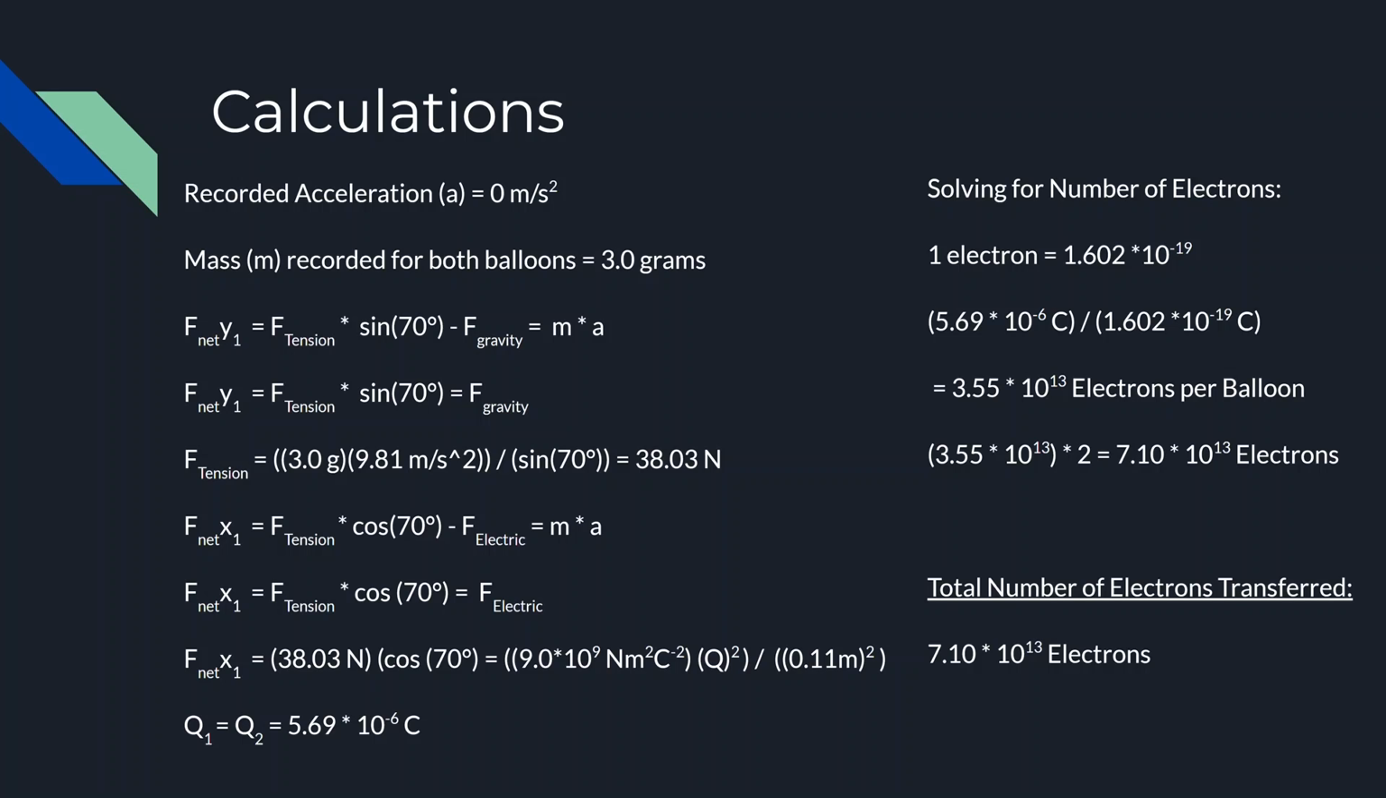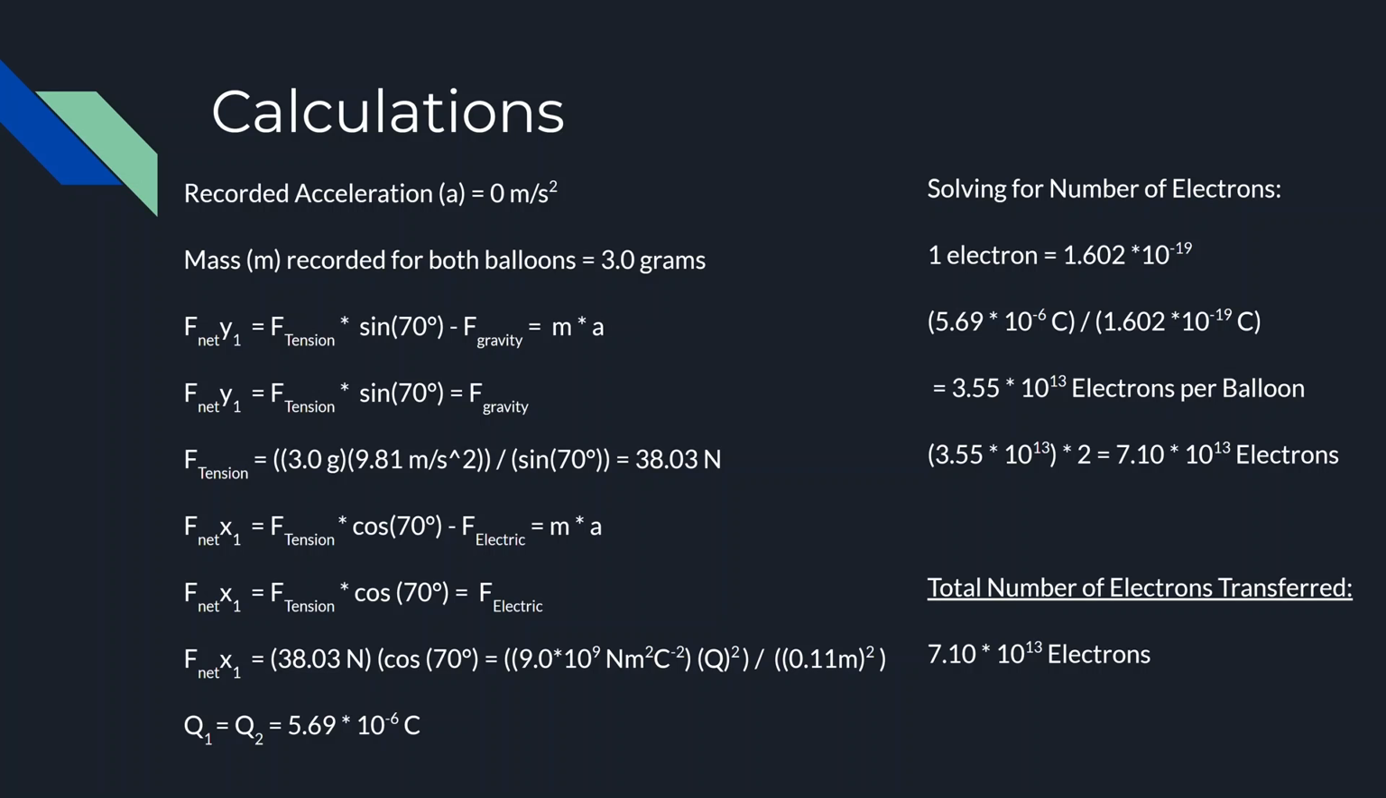In order to do our calculations, we recorded the acceleration of the two balloons. We got the acceleration to be 0 meters per second squared because there was a repulsion force acting, and then the tension force was counter-interacting with it as well, so both balloons just levitated in the air. Mass recorded for both balloons was 3.0 grams.